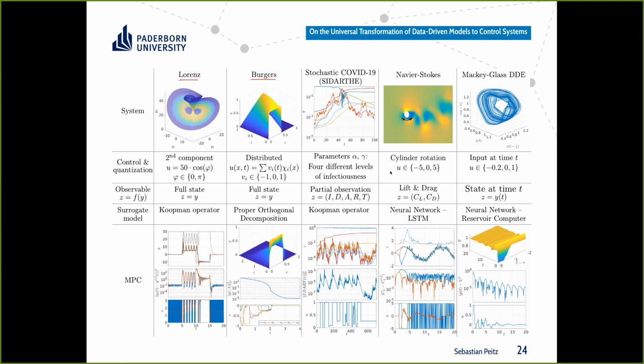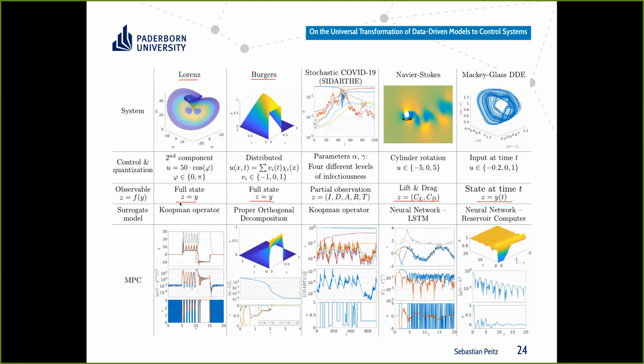The quantization is maybe not that important here, but we do it in all the setups we have here. We do the same approach that I've presented before. We quantize the control into a finite set of inputs, and then we use these to do our machinery. And we have different observables, for example, full state observation in the Lorenz system, or, as we use proper orthogonal decomposition, full state for Burgers as well. Partial observations here, we have nonlinear functions of the state here, and also a partial observation of this Mackey-Glass equation, as we observe only the state at time t.